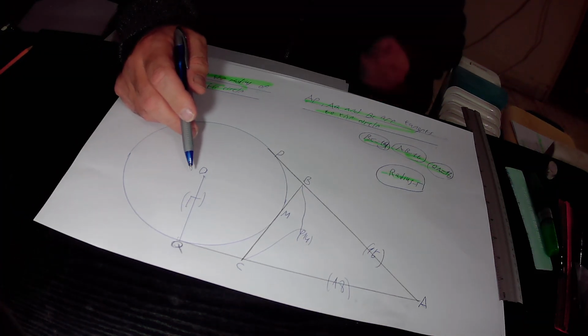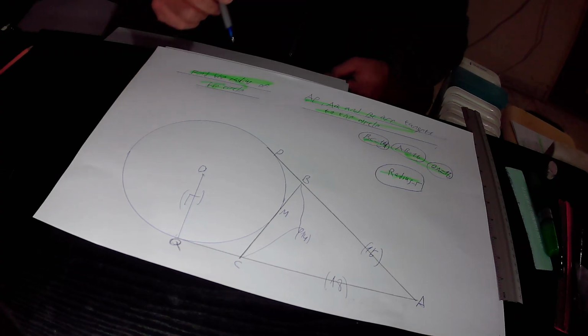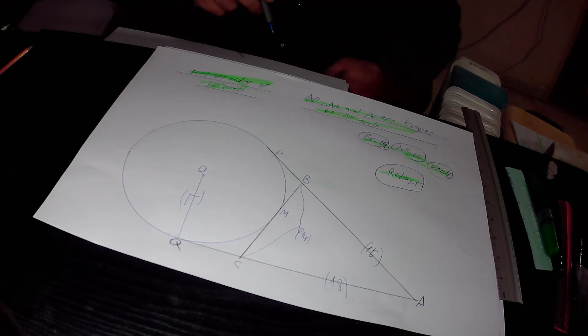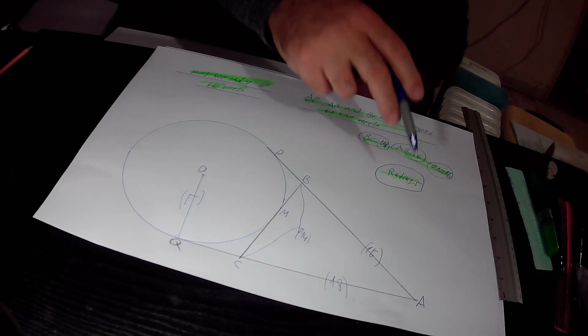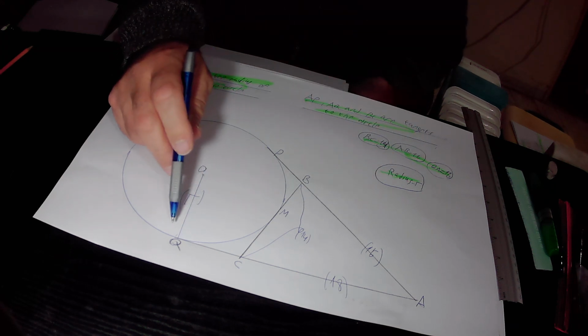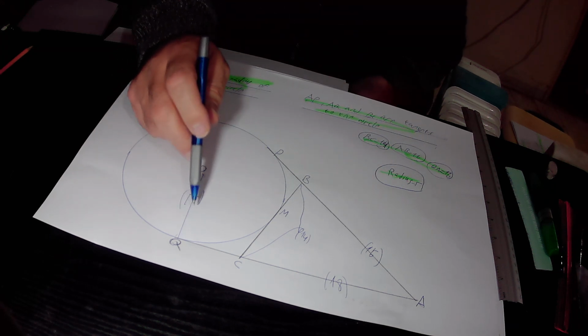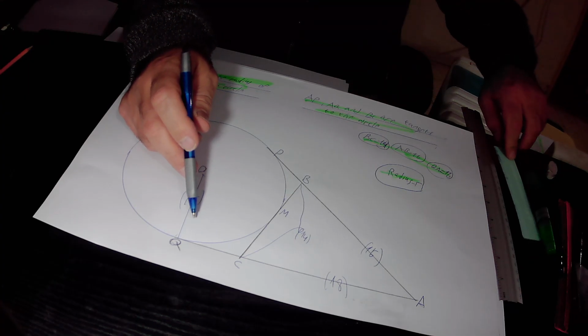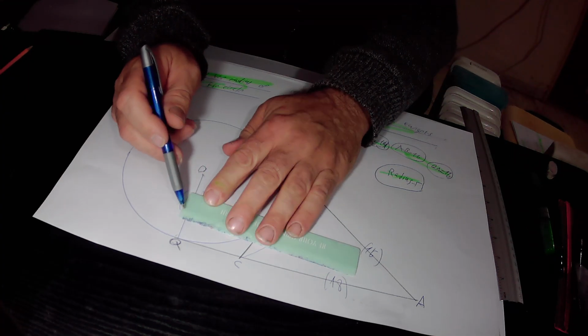The radius OQ is drawn to point Q, that is the point of tangency of tangent AQ with this circle. And whenever you have a radius that is drawn to the point of tangency, then tangent AQ will be perpendicular to the radius QO. If AQ is perpendicular to QO, it means that this angle equals 90 degrees according to rule 1.